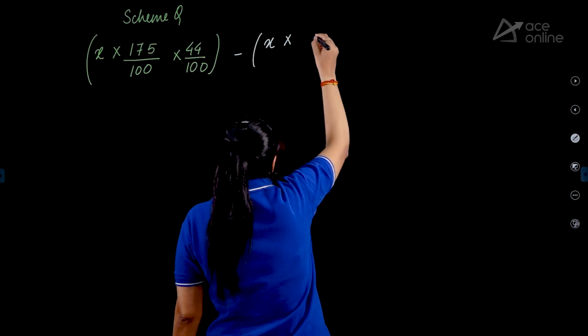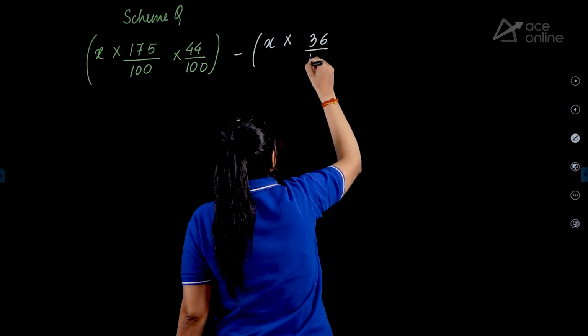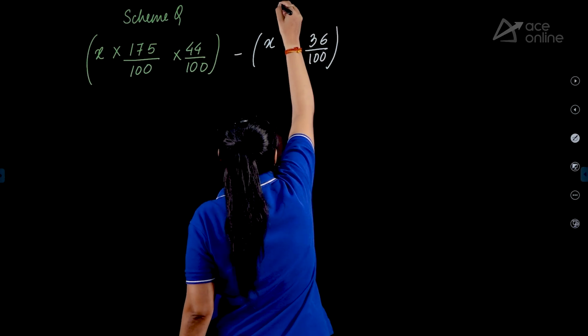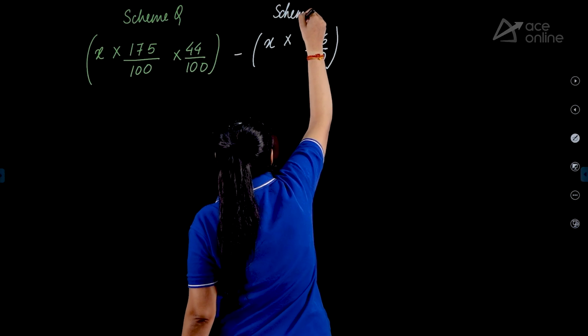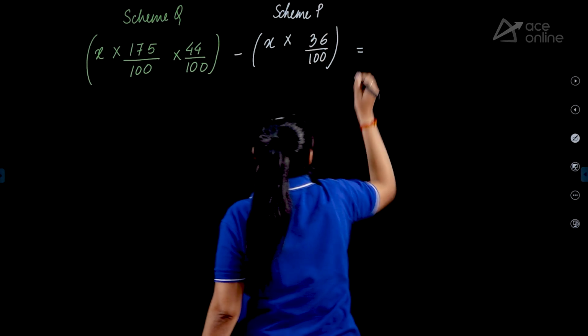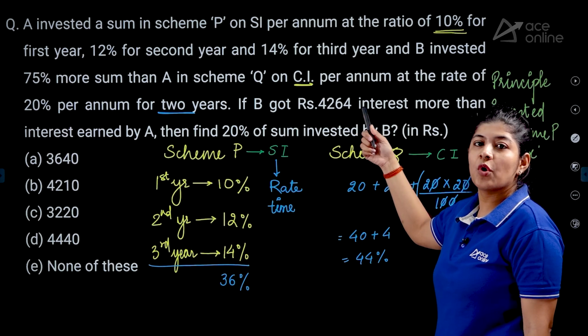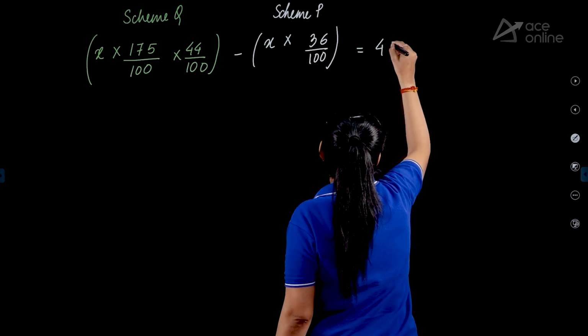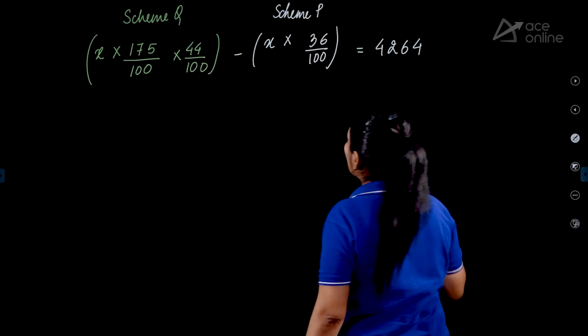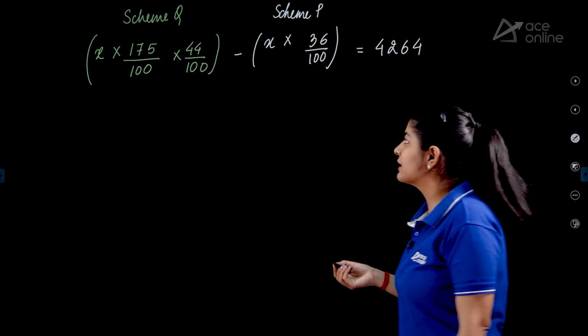A in scheme P, the difference that we are getting is equal to 4264. Now what we have to do? We have to solve it simply.